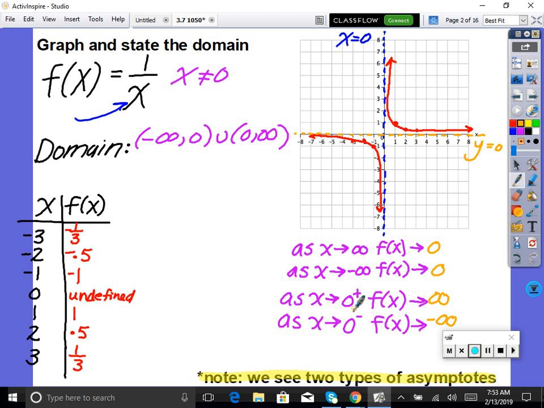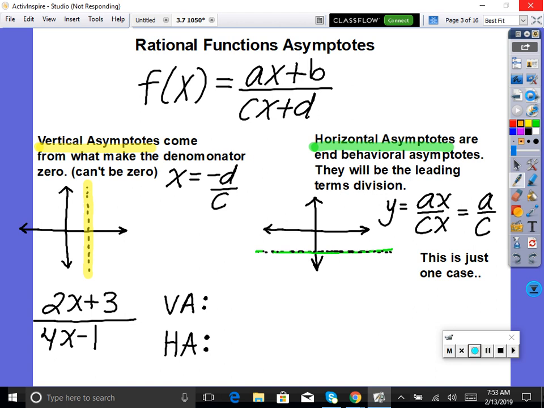So let's get into more detail of where our vertical and horizontal asymptotes come from. And then we're going to make sense of it so that it's a little bit easier to memorize. So here it is. Okay, so we're going to first focus in on vertical and horizontal asymptotes because really, that's the first thing we do when graphing, is we graph our vertical asymptotes and horizontal asymptotes.